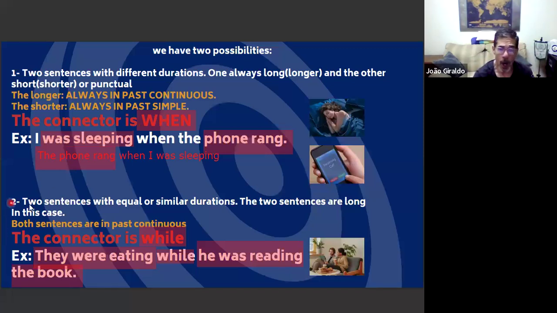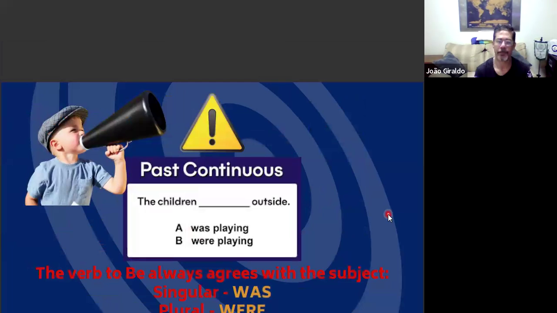All right, continuing here. This is a very valid and important information. The verb to be, guys, and I already spoke about this. The verb to be always agrees with the subject. So if you have your subject in singular, obligatory to use your verb to be was. If your subject is plural, obligatory to use were on your sentence.